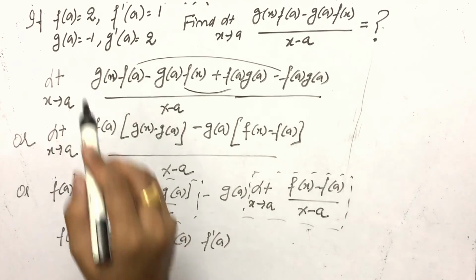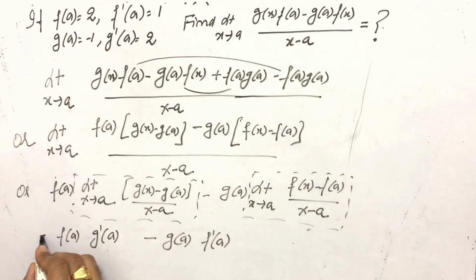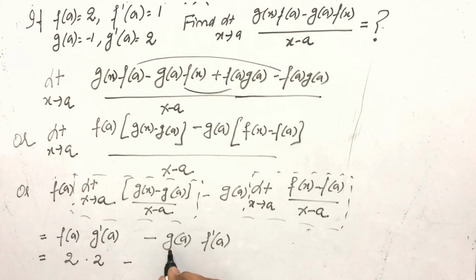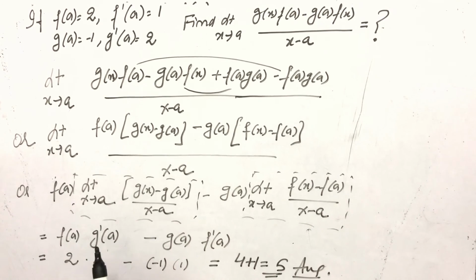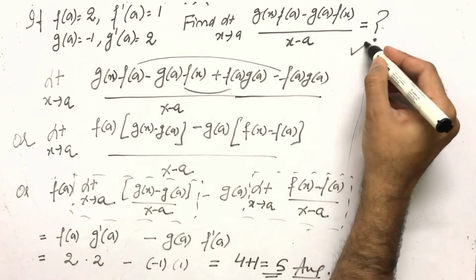So if we look at the question, we are given some values. Let us put those values. f(a) is 2, g'(a) is 2, g(a) is -1, and f'(a) is 1. So after simplification, this is 4 plus 1, 5, which is the desired answer. I hope you got an idea. Here we have seen another form of the derivative. So this is how we can find the value.